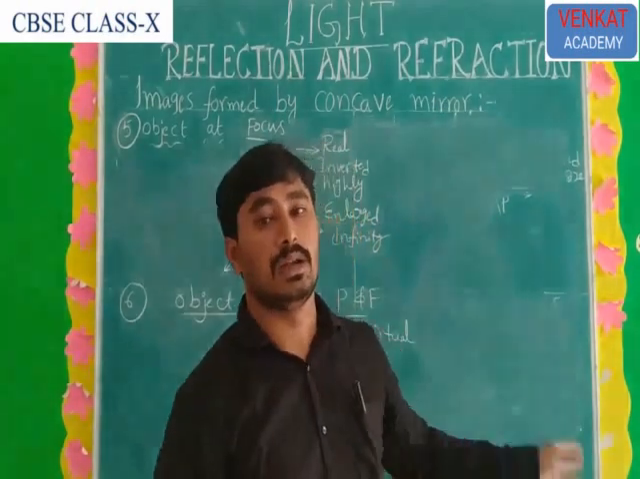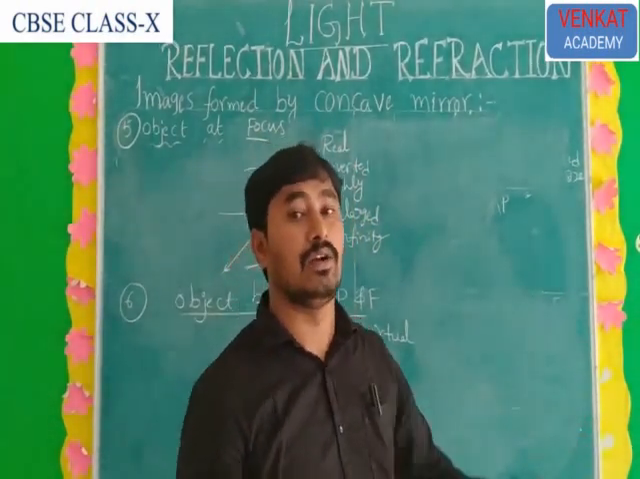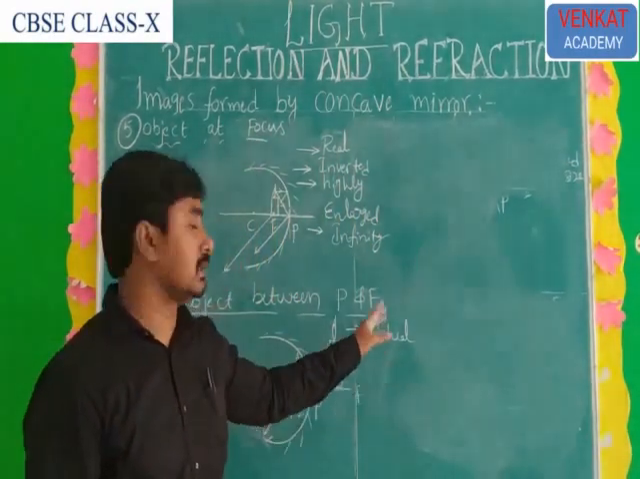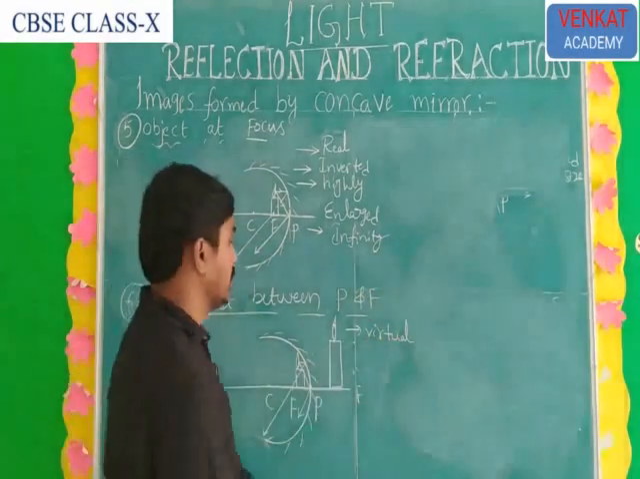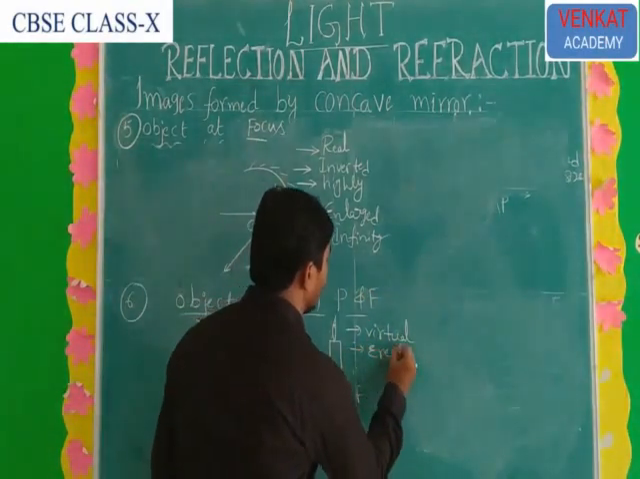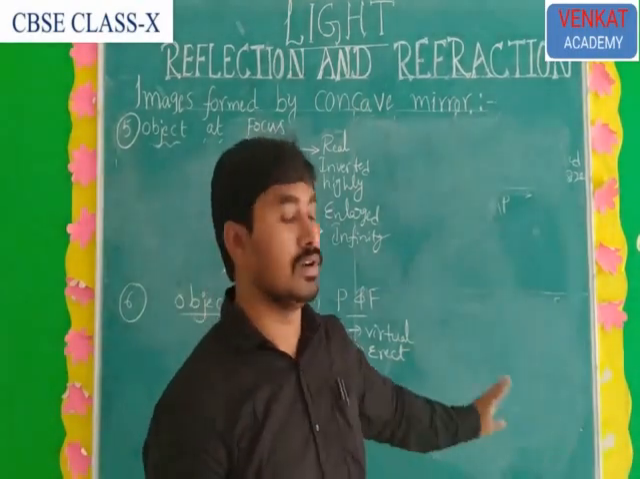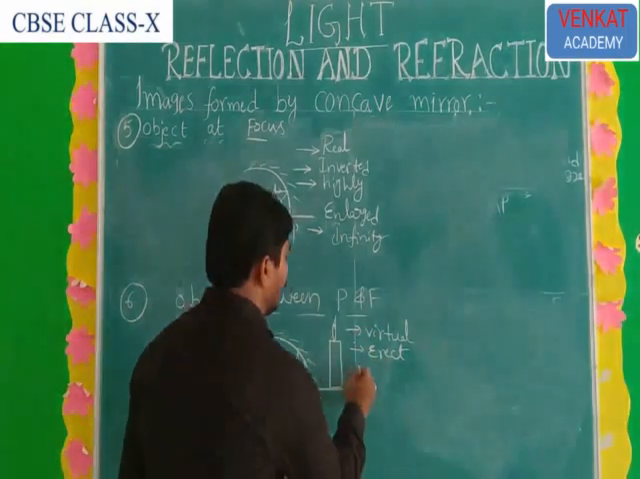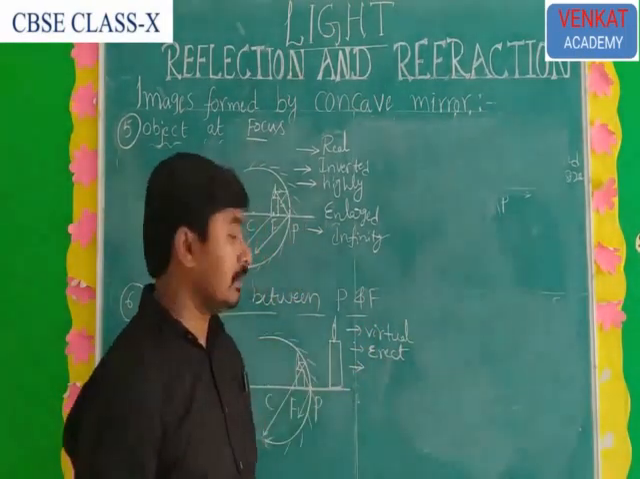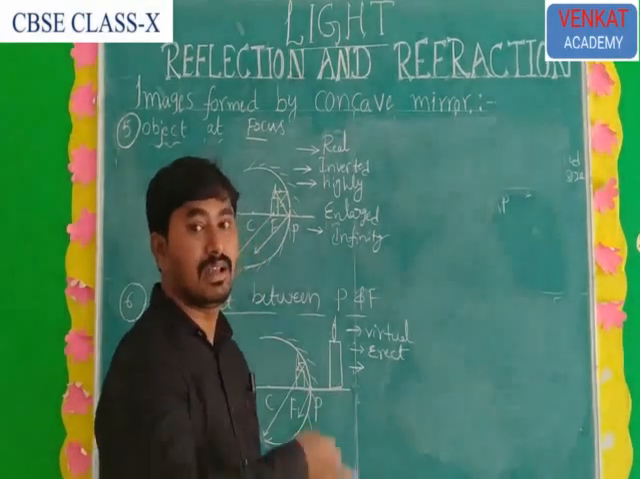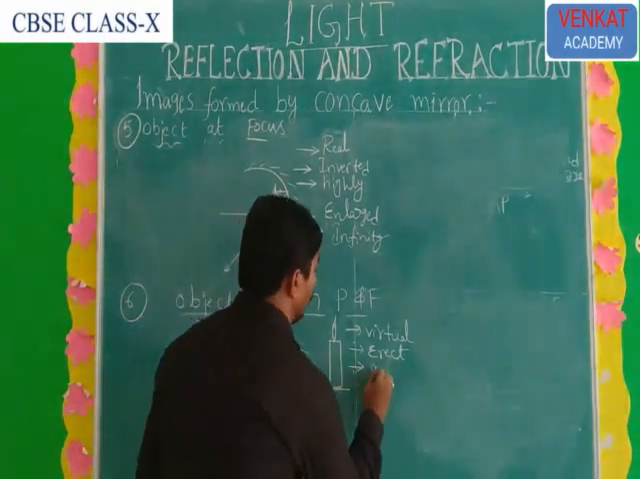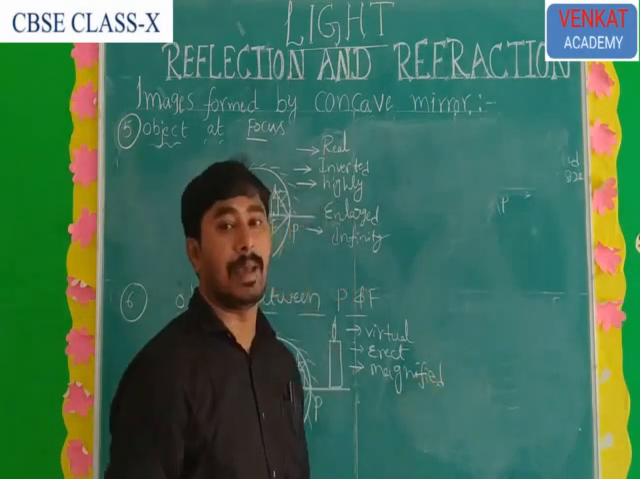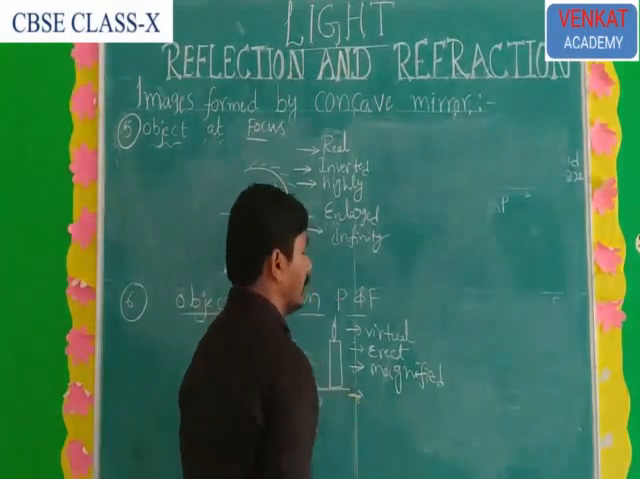Also, the two reflected rays do not meet directly, so we have to draw corresponding rays. That point where they touch is nothing but the virtual image. Image is virtual means we must make sure it is an erect image. Understand? So for object between P and F, the image is virtual and erect. Then what about size? The size of the image is highly enlarged, or one more name is magnified. And also what about image position?